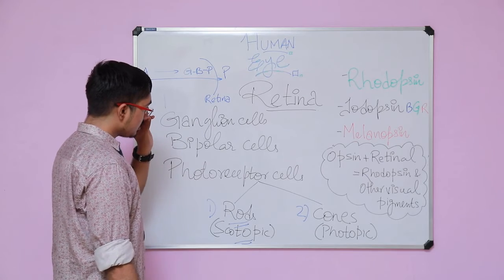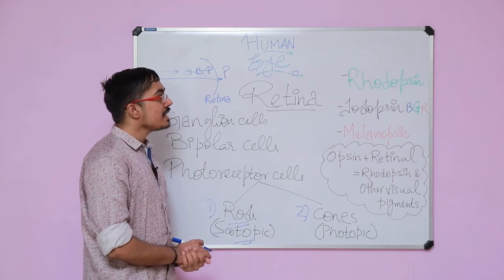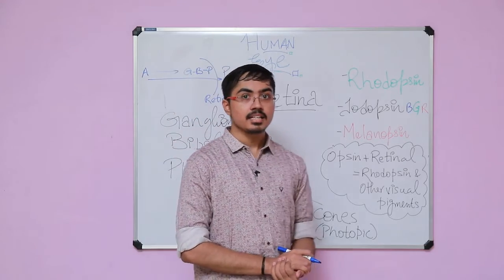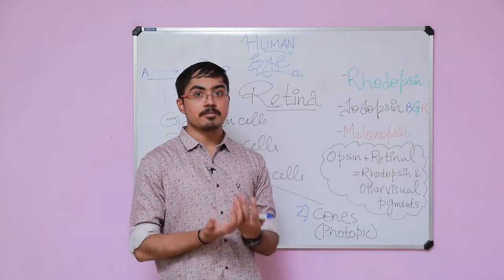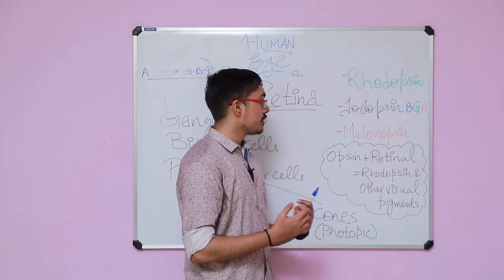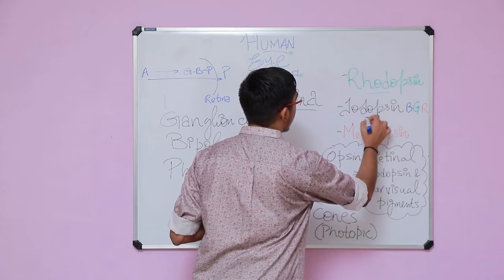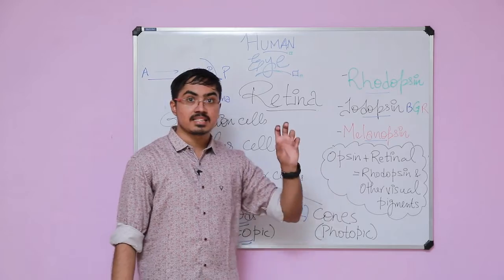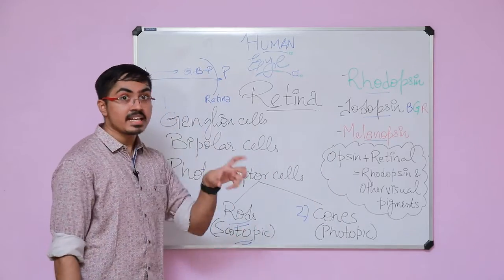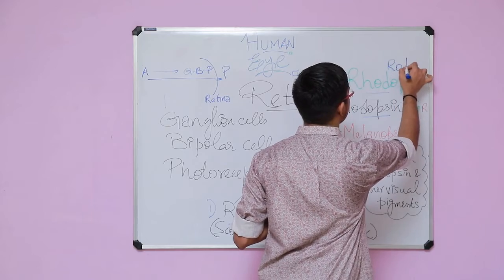Now, for the purpose of vision of an object that you see, you require certain pigments in these photoreceptor cells. They contain certain pigments which help in vision, and those pigments I have mentioned over here: rhodopsin, iodopsin and melanopsin. These are the three important pigments present in the cells. What cells? Photoreceptor cells. Where? In the retina. Rhodopsin is present in the rods, right?